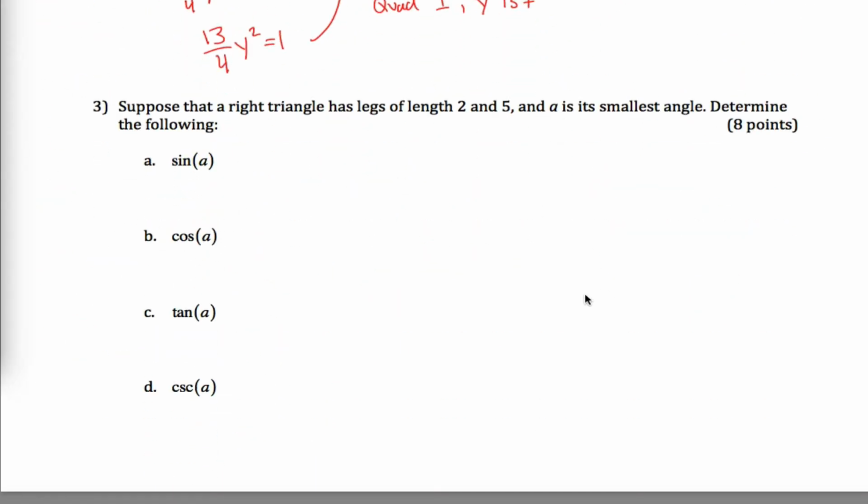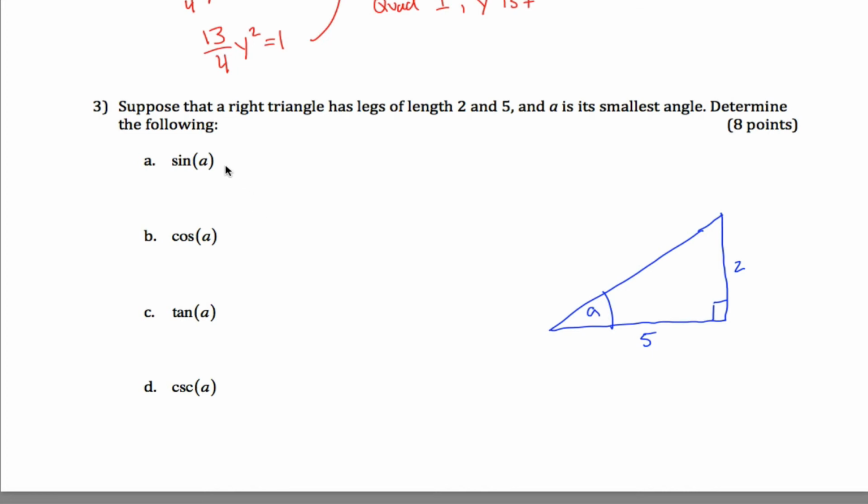So you got a right triangle, not necessarily drawn to scale here, but here's a right triangle. So this is 90 degrees, and it has legs of length 2 and 5. Well, this looks longer than this, so I'll call this 2 and this 5. And if this one's longer than this, that means this angle is smaller than this angle. So this right here would be A. And so what I want to figure out is the sine of A, the cosine of A, the tangent of A, and the cosecant of A.